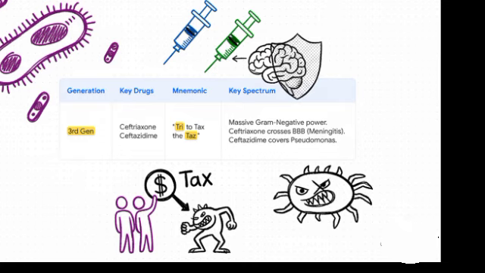Just remember, try to tax the TAS for drugs like ceftriaxone and ceftazidime. Ceftriaxone is a total superstar for one massive reason. It crosses the blood-brain barrier. That makes it a first-line therapy for bacterial meningitis. And for those really tough infections, ceftazidime gives us a critical weapon against Pseudomonas.